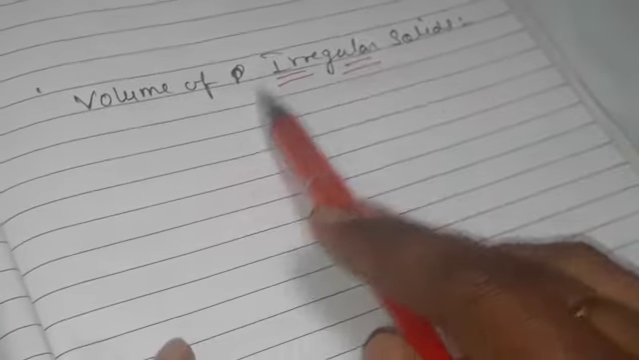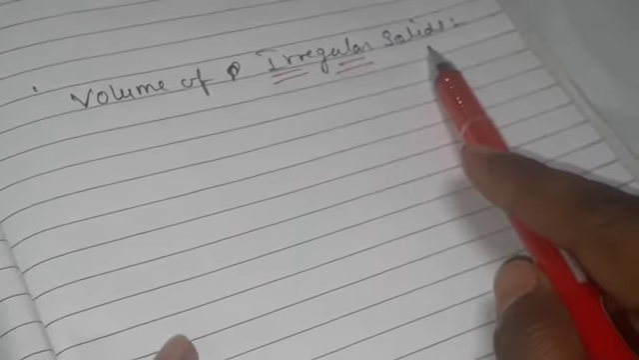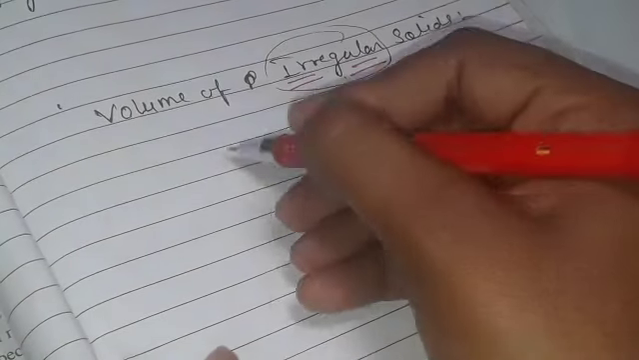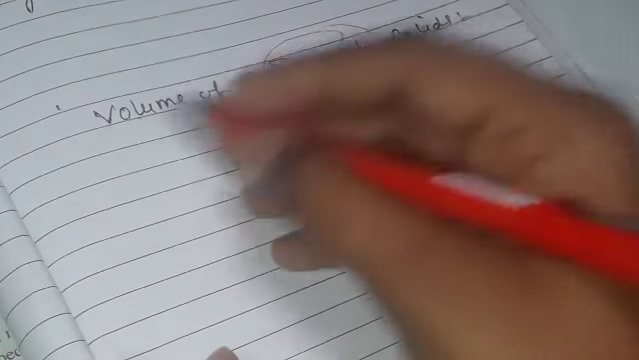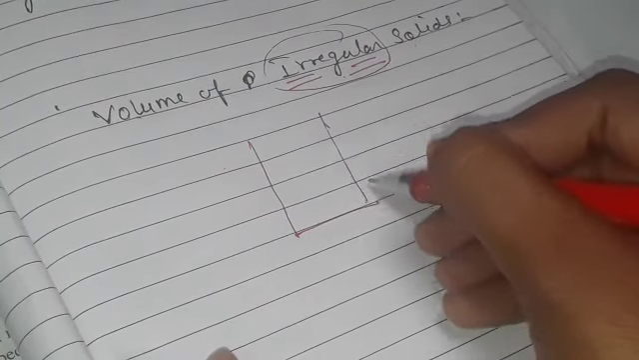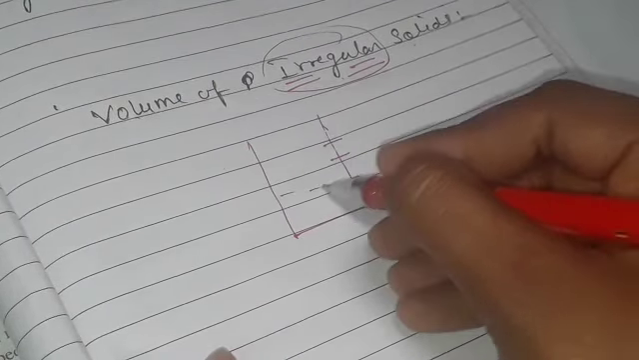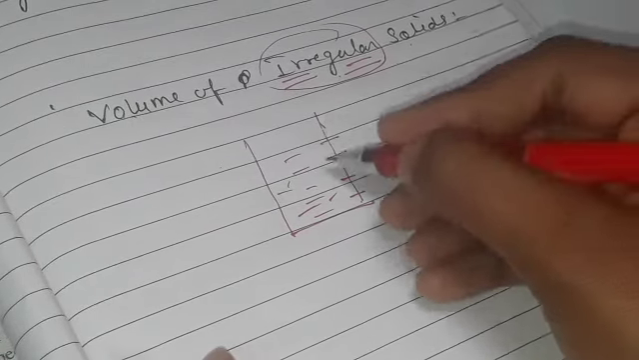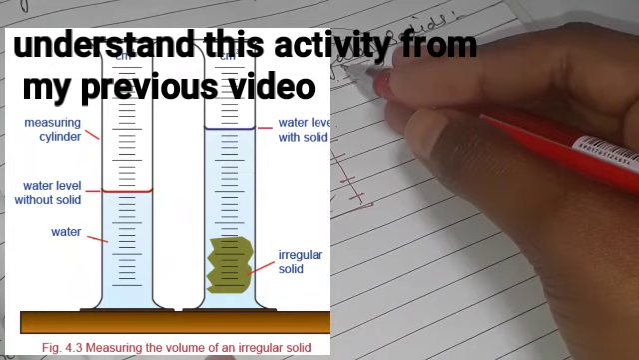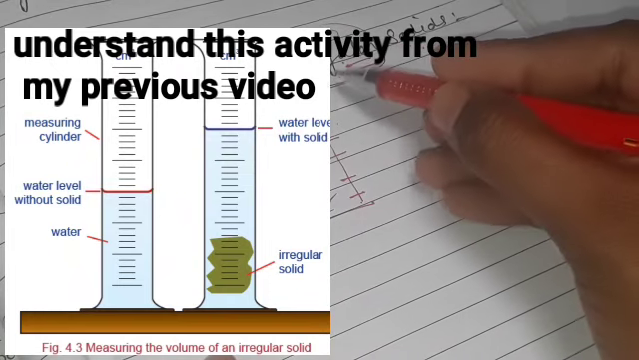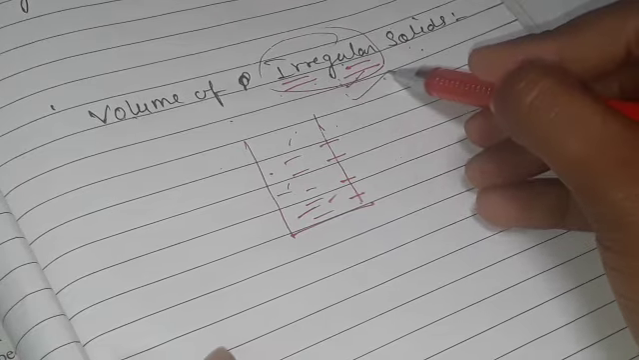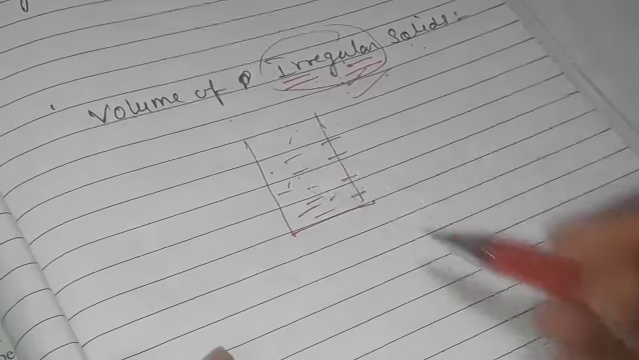Okay class, volume of irregular solid. For irregular solid, if you want to calculate the volume, we use a method. How we use that method? In my first video I told you how to measure the volume of irregular solid. If you still have not seen my video, then just go there and find how we calculate the volume of irregular solid. Without that you are not able to understand.